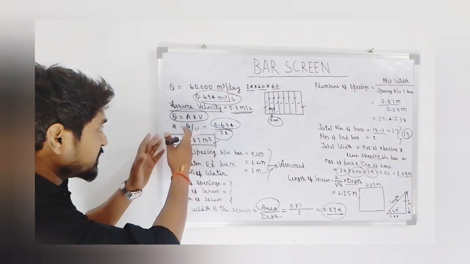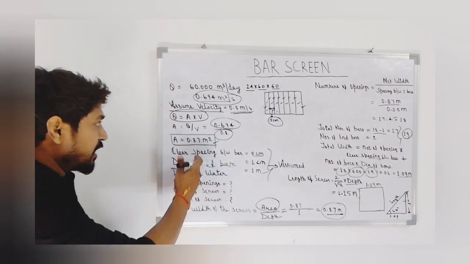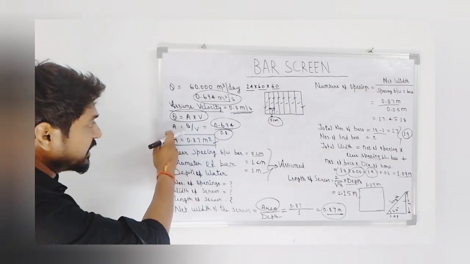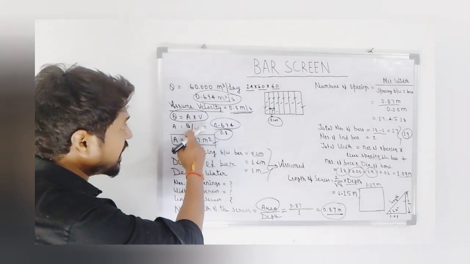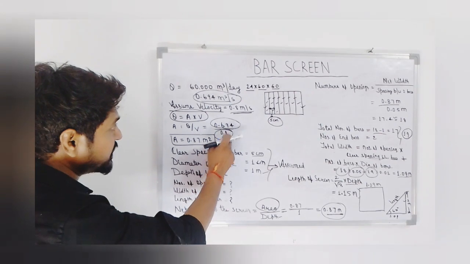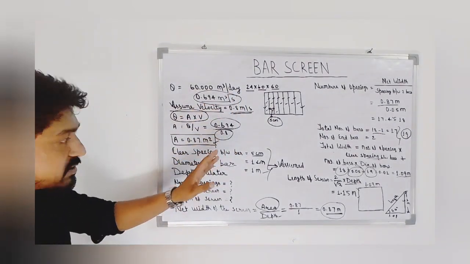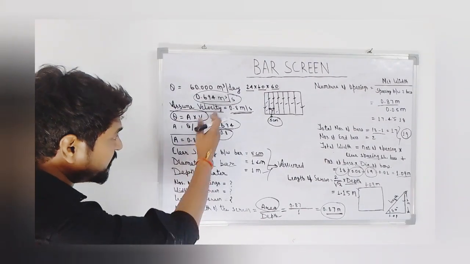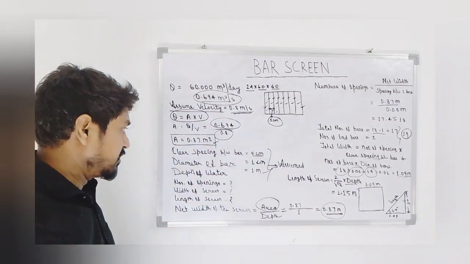So with a simple formula we know Q is equal to A into V, and we can also write from this formula area is equal to discharge upon velocity, where discharge is 0.694 cubic meter per second and the velocity is 0.8 meter per second, already assumed and mentioned in the question. So we can find from this formula area is equal to 0.8 meter square.